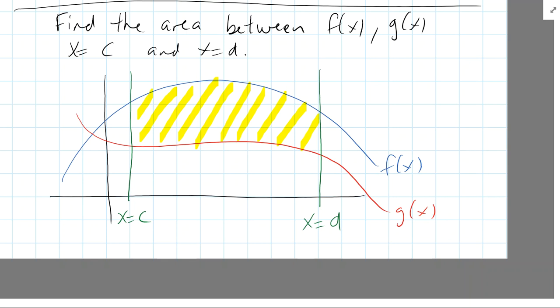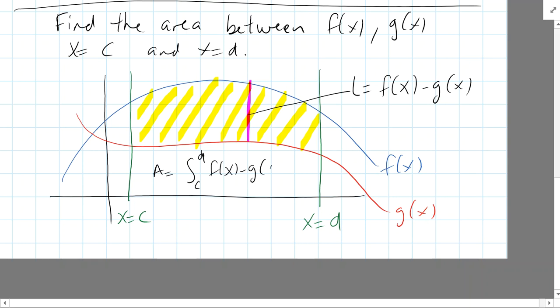So when we go to draw our representative cross section, like right here, do you see that that length is equal to f of x minus g of x? It's the upper minus lower, yeah? What are my limits of integration going to be? It's not points of intersection this time. If I'm integrating and my lengths are y values, function values, and my widths are delta x's, what am I going to integrate from and to? From c to d, right? So this area is going to be the integral from c to d of f of x minus g of x dx.